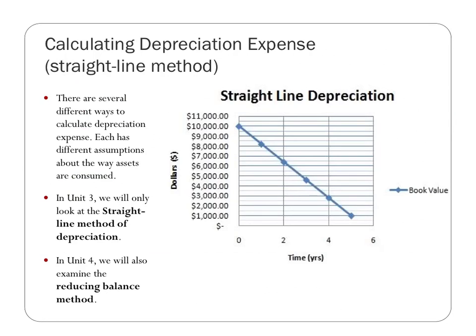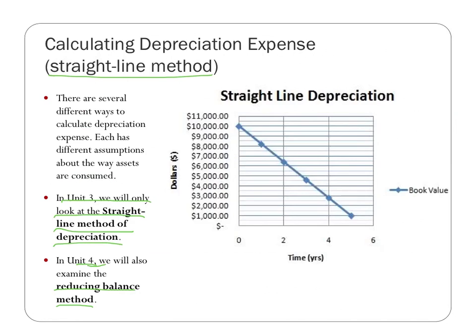Now, calculating depreciation expense. How do we calculate the depreciation expense? We can calculate it through what we call the straight line method. There are several different ways to calculate depreciation expense. Each has its own set of assumptions about the way that assets are consumed or used up. In Unit 3, the study design only requires us to look at the straight line method of depreciation. In Unit 4, we will also examine an alternative method of depreciation. It's called the reducing balance method. But that's Unit 4.